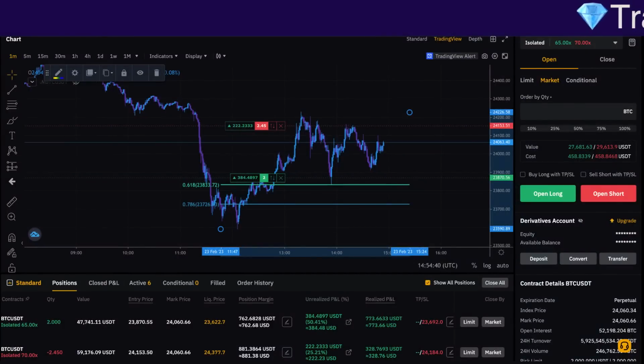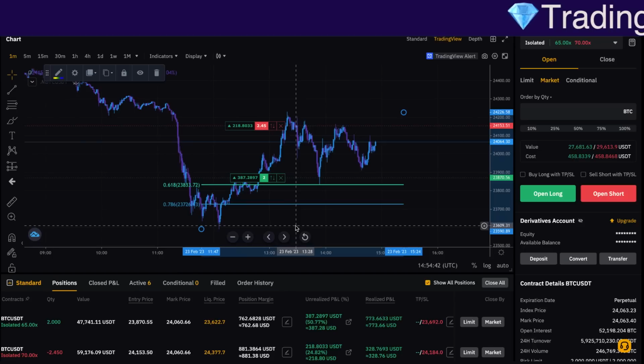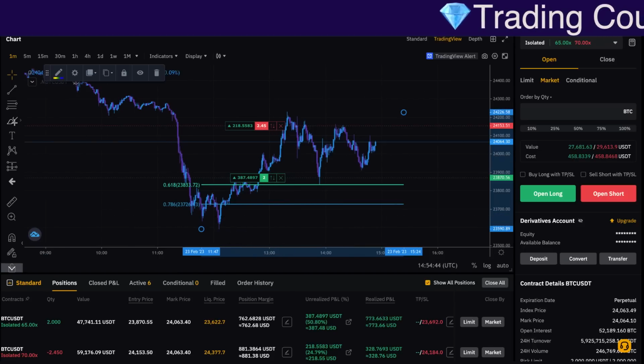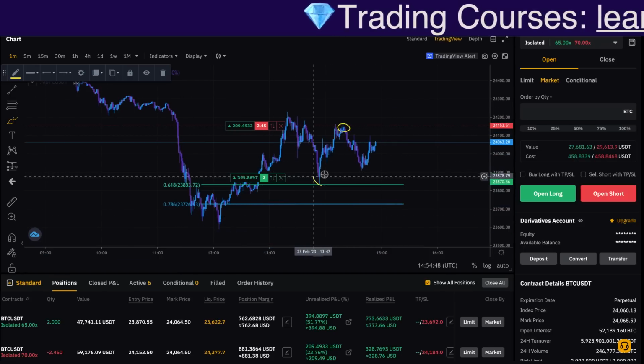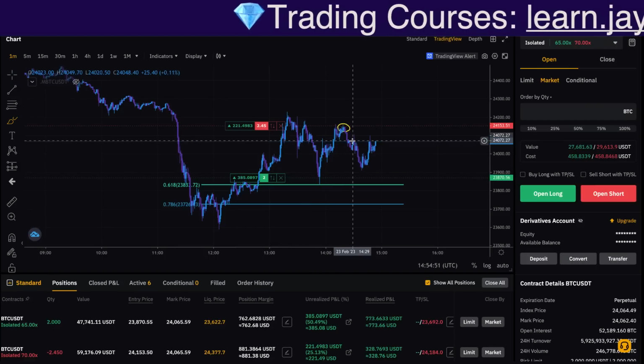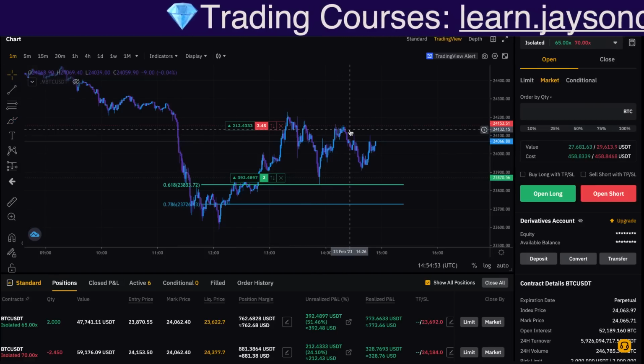CVD divergences is a great way to find trades, especially scalping on lower time frames. This is the 1 minute chart right here, and you can see I have taken a short from up here. I've also taken a long from down here. And both of these trades, I actually did use CVD divergences to get into.